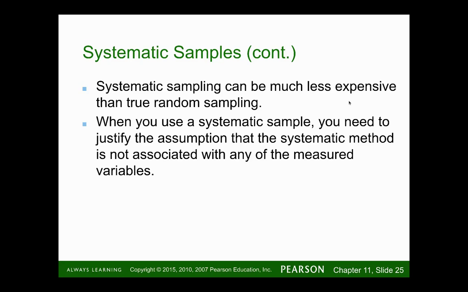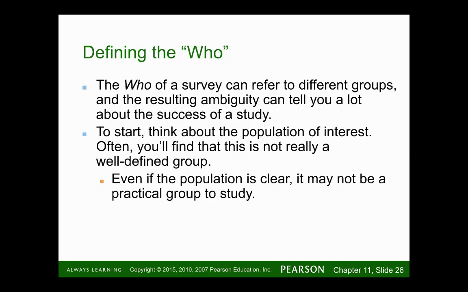Anyway, now let's talk about sampling. We started this at the beginning of the school year. Remember this? The who, the what, the when, the why, the how. The who in the survey can refer to different groups, and the resulting ambiguity can tell you a lot about the success of the study.